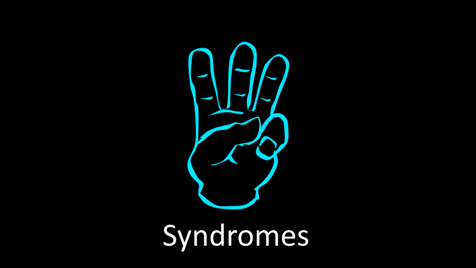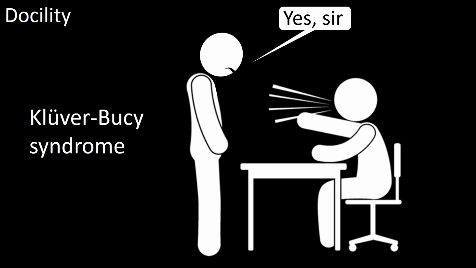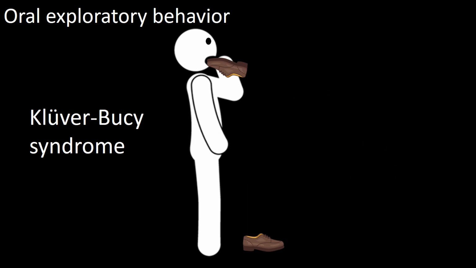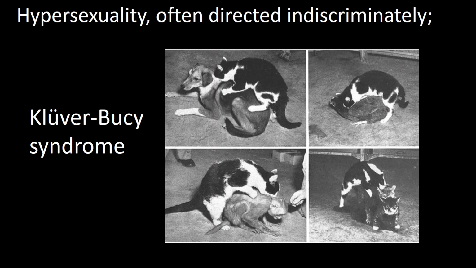Before finishing this talk about mental status examination, I want to tell you about 3 syndromes because they are frequently found in your exams. The first syndrome is Kluver-Bucy syndrome. This syndrome is characterized by docility, hypermetamorphosis, which means a tendency to react to every visual stimulus, oral exploratory behavior, lack of fear, and in male animals and humans hypersexuality, often misdirected, as you can see in this frame.